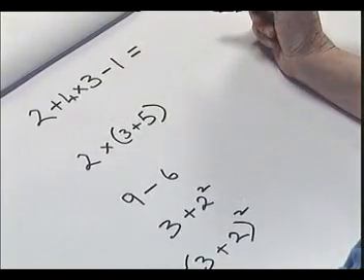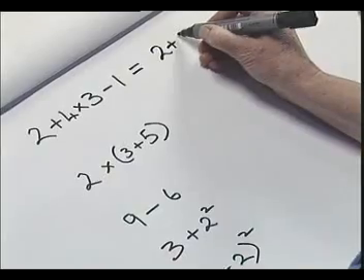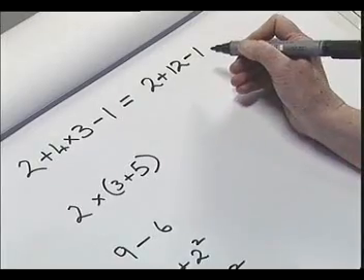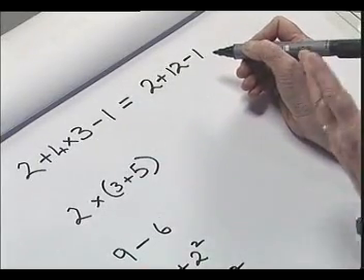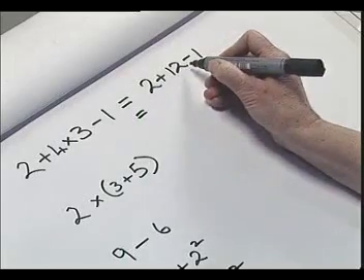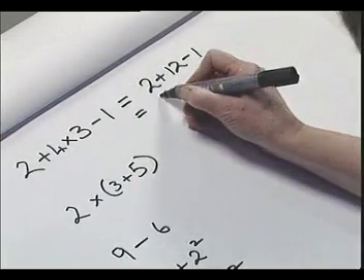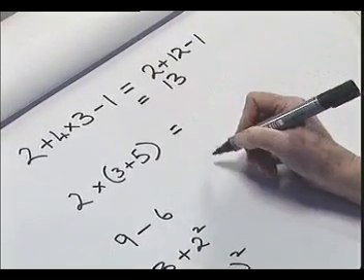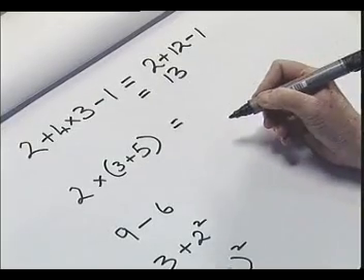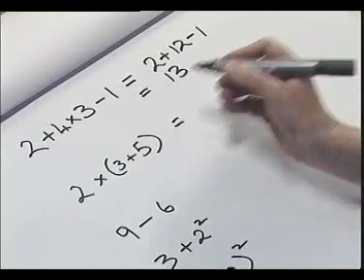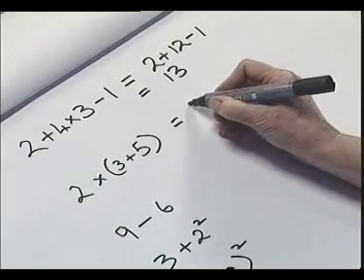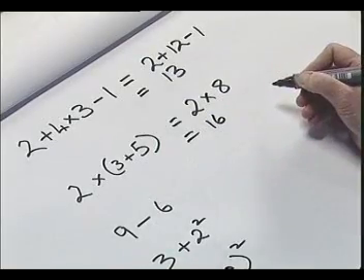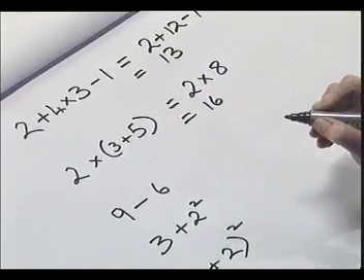We do the times first, so it's 2, add 12, minus 1. Now, the addition and subtraction have the same order of priority, so we work from left to right. That's 2 plus 12, which is 14, minus 1, which is 13. Look at this next example. Here we've got brackets, and using BODMAS, brackets are done first. So 3 plus 5 is 8. So our expression becomes 2 times 8, which is 16. Couldn't be easier.